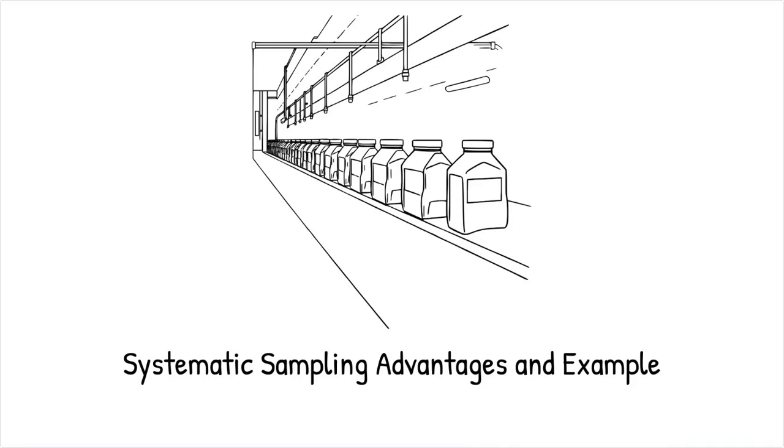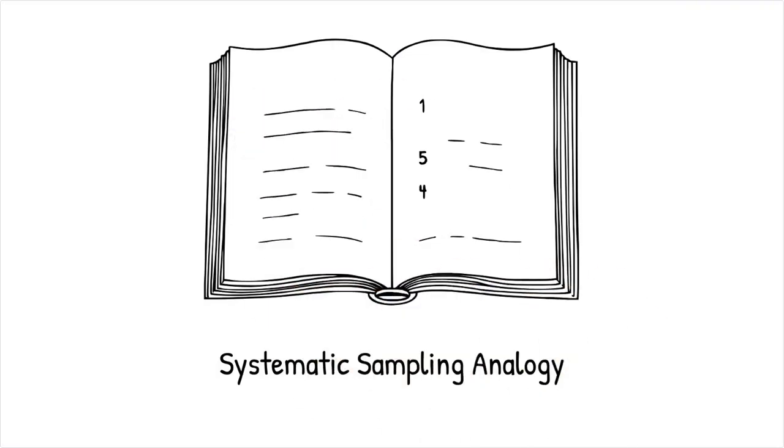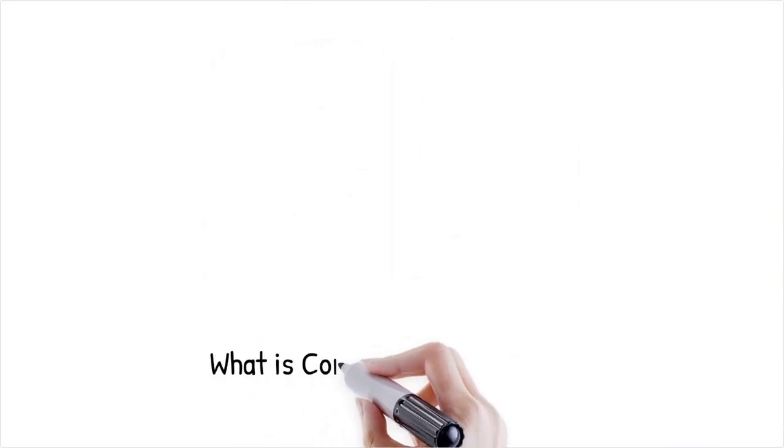Example, in a quality control process, an inspector might check every 10th item produced on an assembly line. Analogy, it is like reading every 5th page in a book to get a sense of the overall content, assuming the pages are randomly representative.